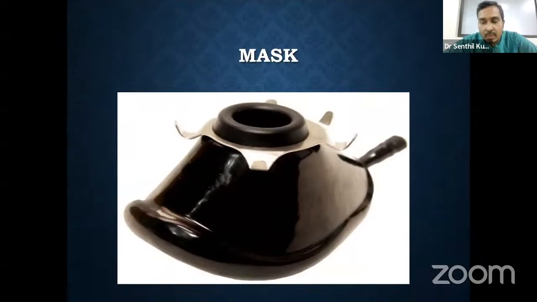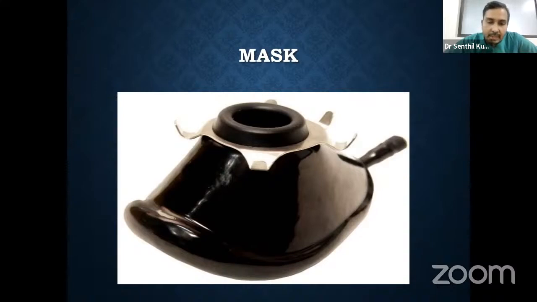First and foremost is the mask. As we all know, it's not a crime if we don't intubate, but it's a sin if we don't mask ventilate. So the most important thing is mask ventilation. We can save a patient with mask ventilation even if we are not able to intubate.